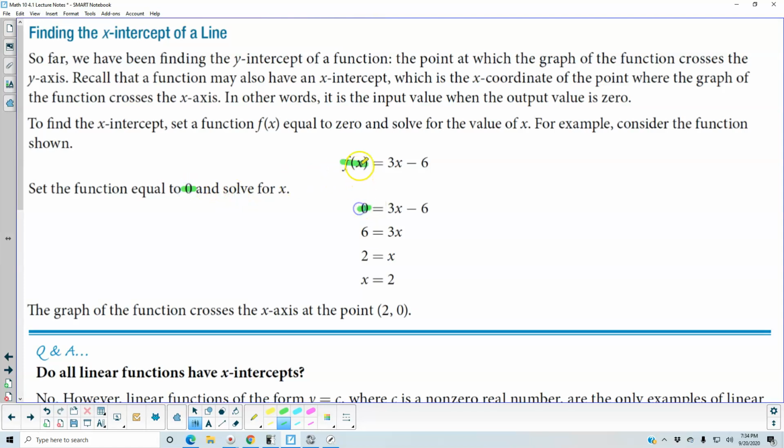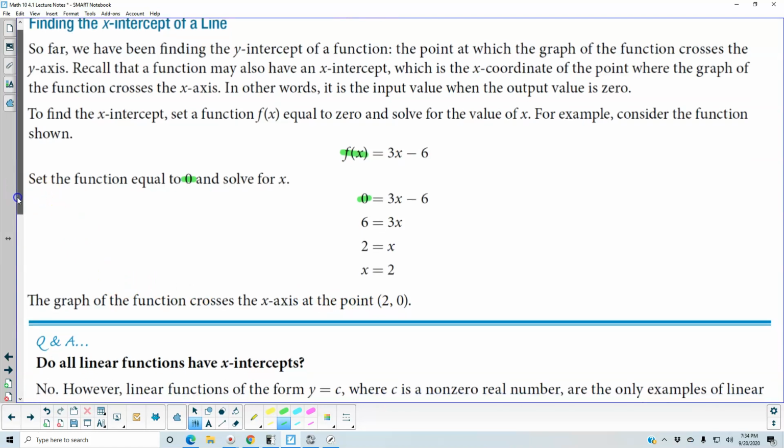So that means now that becomes 0, and then we're solving 3x minus 6 is equal to 0 for x. So we add 6 to both sides, divide both sides by 3, and therefore x is equal to 2. And so the ordered pair would then be (2, 0). So the graph of the function crosses the x-axis at the point (2, 0).